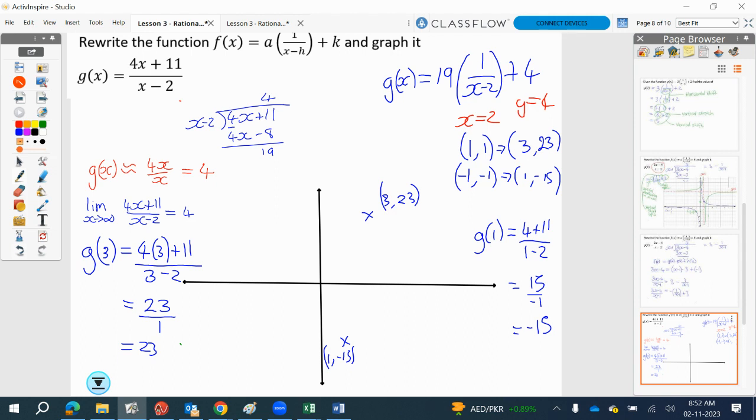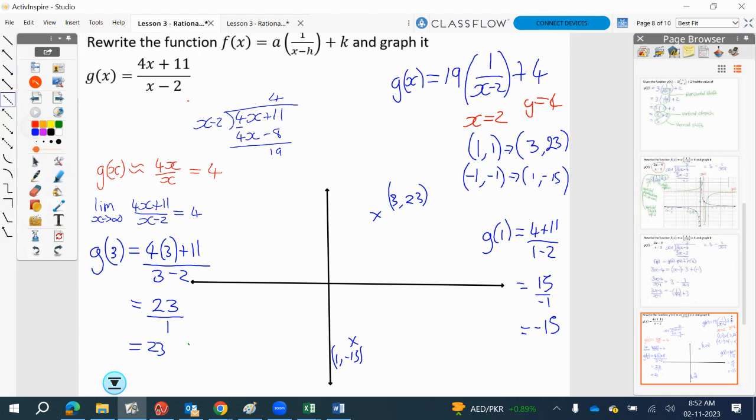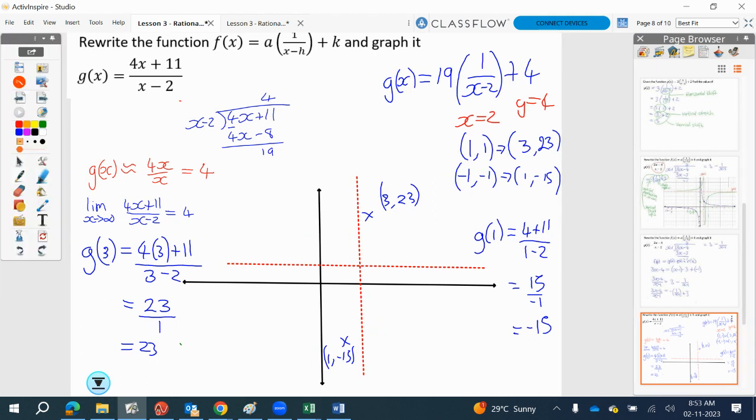Next, we need our asymptotes. Our asymptote, we got this one here. Well, that's a bit close. Let's do it down here. There. We got one there, and the other one is here. Label the asymptotes. X equals 2, and y equals 4. And then draw your curve. Done.